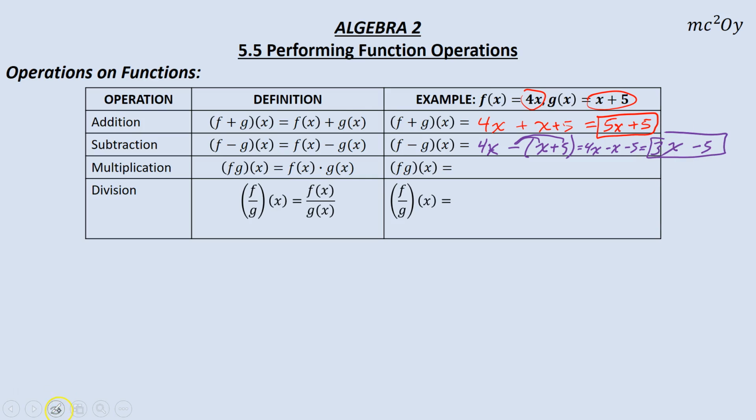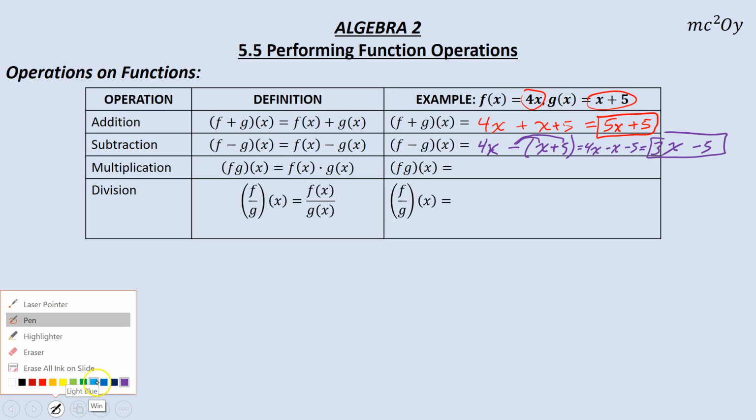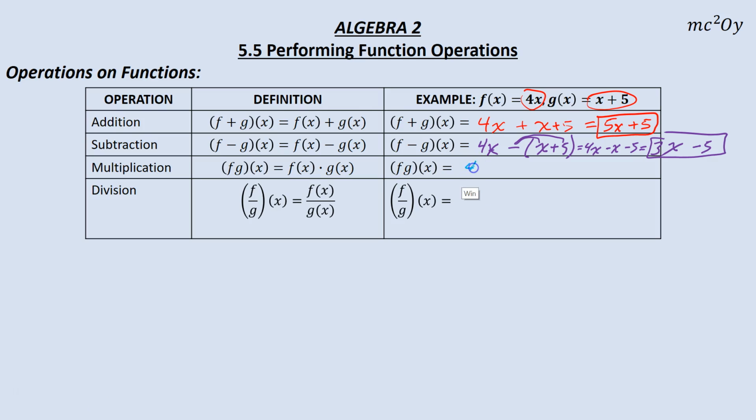Okay, multiplying, really all you're doing is multiplying the two now. So we're taking 4x and we are multiplying that by x plus 5. Distributive property: 4x times x is equal to 4x squared, and 4x times 5 is equal to 20x. All right, so 4x squared plus 20x.